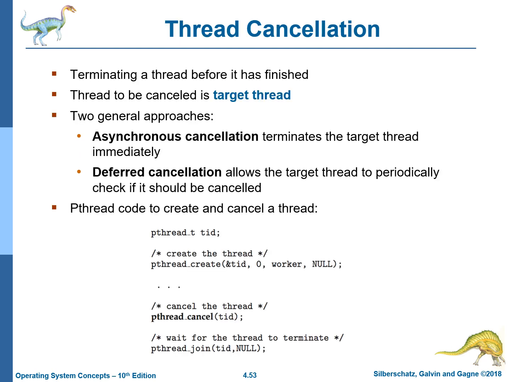Thread cancellation: terminating a thread before it has finished. The thread to be cancelled is the target thread, and there are two general approaches. The first one is asynchronous cancellation, which terminates the target thread immediately. The second one is deferred cancellation, which allows the target thread to periodically check if it should be cancelled. POSIX thread code to create and cancel a thread looks like this.